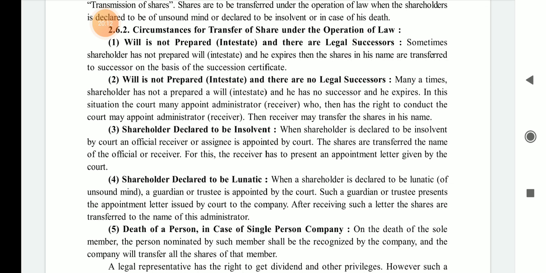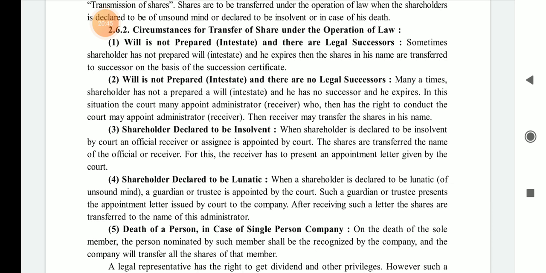For this, the receiver has to present an appointment letter given by the court. See, the court has given an appointment letter to a particular person who is a receiver. At that time, he or she has to present the letter given by the court as proof of appointment as receiver of the particular insolvent shareholder. Now, shareholder declared to be lunatic.